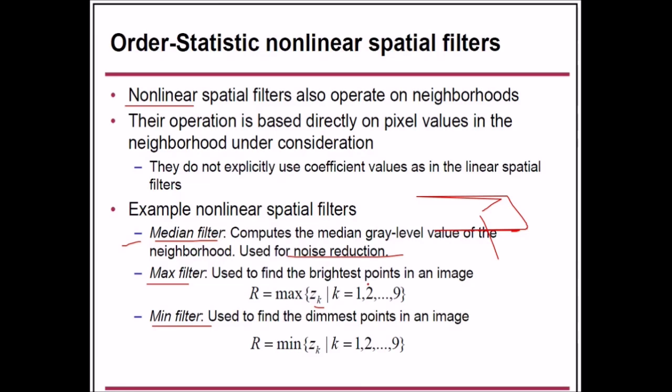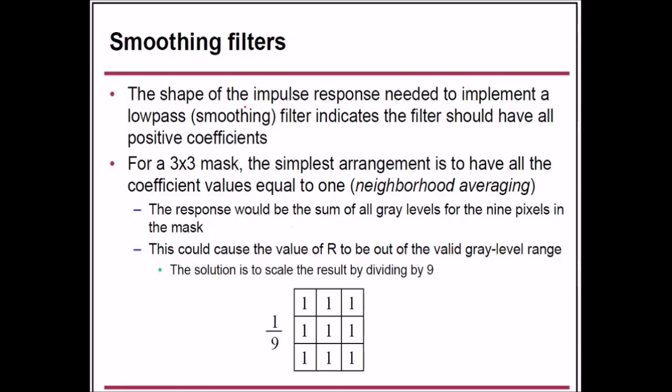Again, we'll filter, the same stuff will be done. So we have a smoothing filter. The shape of the impulse response needed to implement a low pass filter indicates the filter should have all positive coefficients. If you have a low pass or smoothing filter, all coefficients will be positive. And for a 3x3 mask, the simplest arrangement is to have all the coefficient values equal to 1, like this.